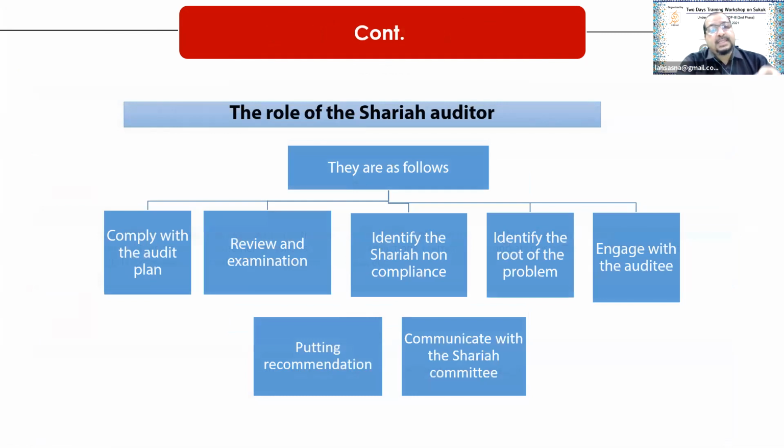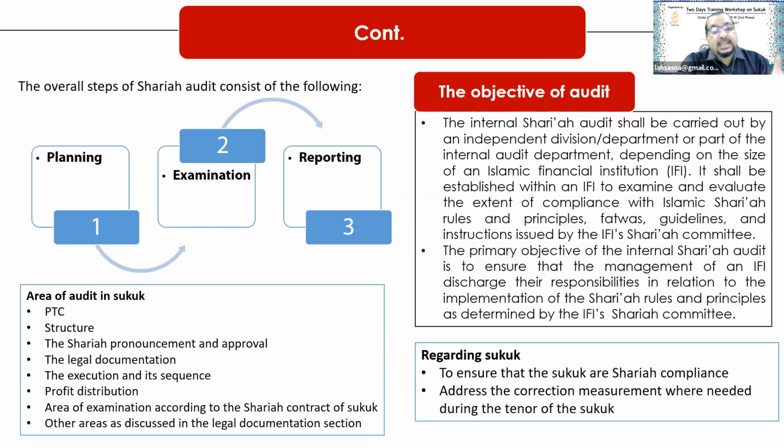The role of the auditor basically is to comply with the audit plan, to review and do the examination, identify and pick up discrepancies and Sharia non-compliance, provide the cause and the root of the problems, engage with the auditee, put forward recommendations, and communicate with the Sharia board or the Sharia committee or the Sharia advisor to address those issues. This is the exercise.